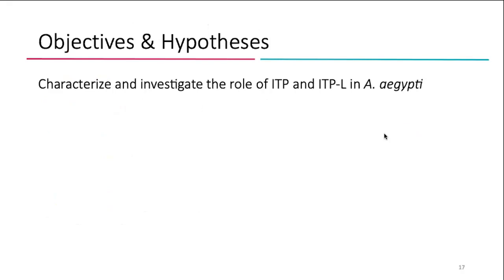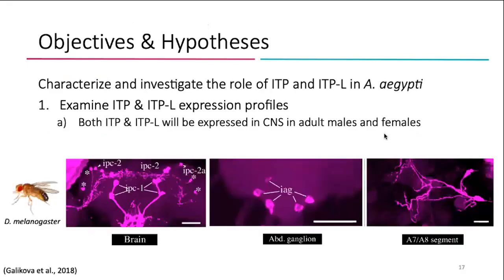So the objective of this study was to characterize and investigate the role of both ITP and ITP-L in the Aedes aegypti mosquito. And to do this, the first step was to investigate ITP and ITP-L expression profiles in the Aedes mosquito. Previous studies in Drosophila have localized ITP-producing cells to the central nervous system of the insect, specifically in the brain and in the abdominal ganglia. As a result, we hypothesized that both ITP and ITP-L expression would be highest in the central nervous system of both adult male and female mosquitoes.